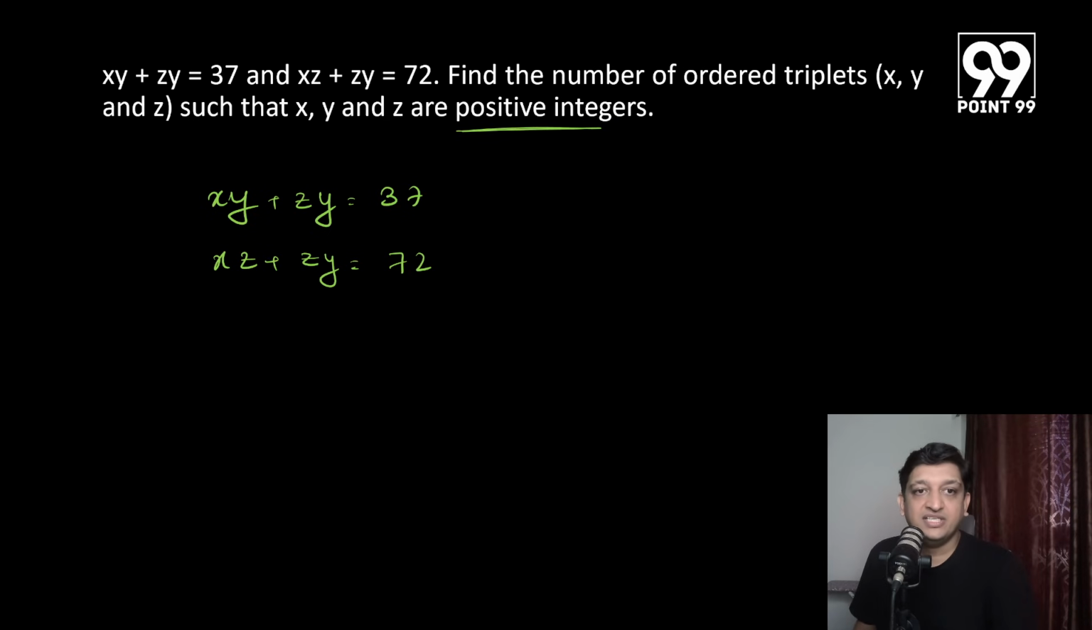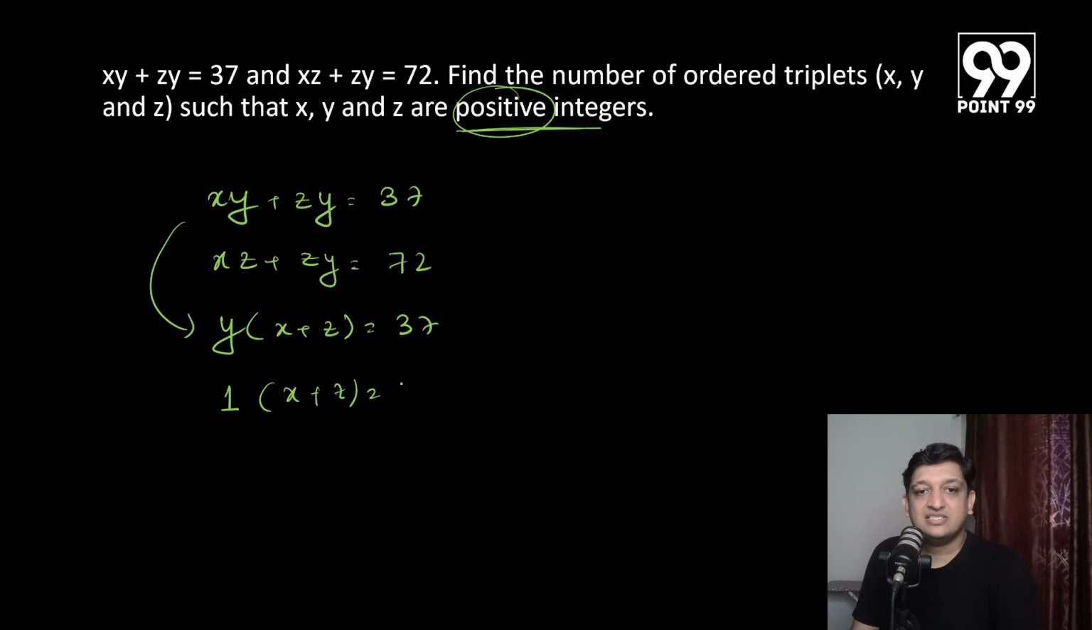Now this is what we have in this context. Now if you look at this particular expression, you will get y into x plus z equals 37. Which basically means that one of these has to be 1, one of these has to be 37. But if x plus z equals 1, one of them becomes 0, but everyone should be a positive integer. That tells me that y is definitely equal to 1. That also tells me that x plus z equals 37. So I have got one observation here, x plus z equals 37.